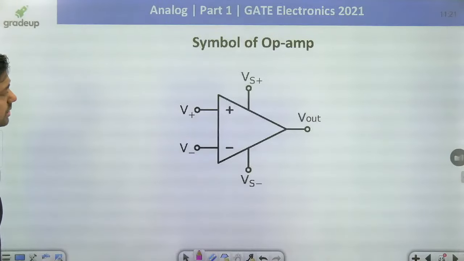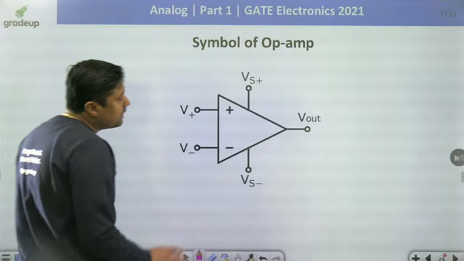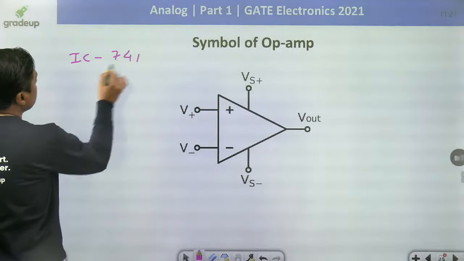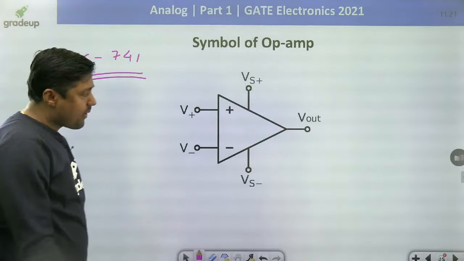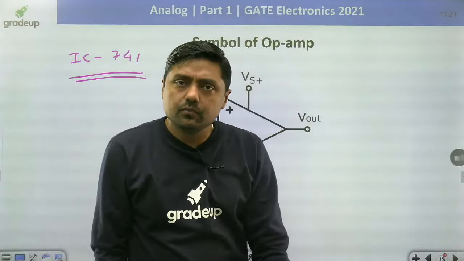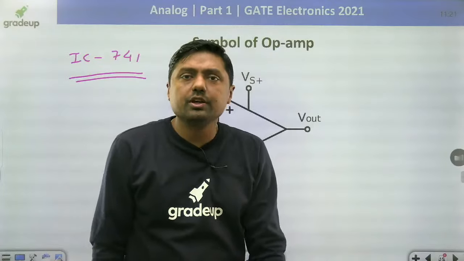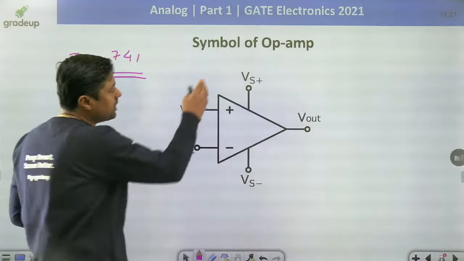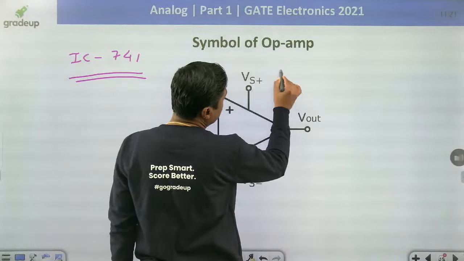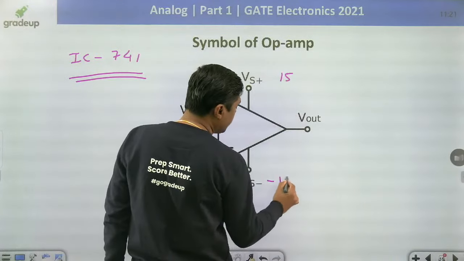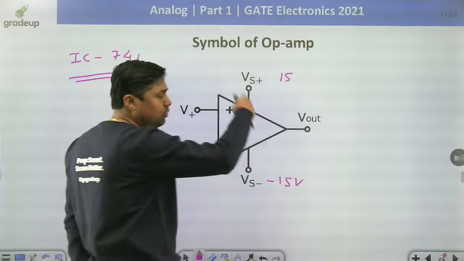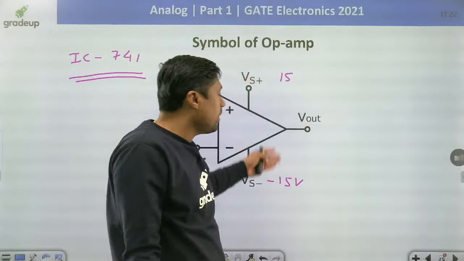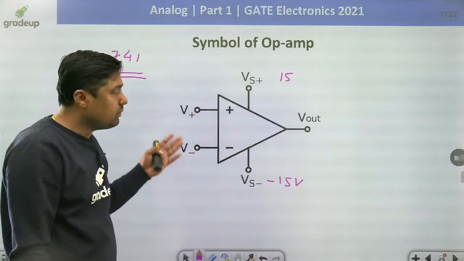The next one, symbol of operational amplifier, right? Most popularly used is IC741. Okay, it is an 8-pin IC. Nobody will ask you much about the IC, but you should know it. It is an 8-pin IC. Normally this is called plus VSET and minus VSET. In case of 741, it is normally 15 volt and minus 15 volt, but we can arrange any value, 10, minus 10, right? In some questions it is 12, minus 12. They can ask any value.